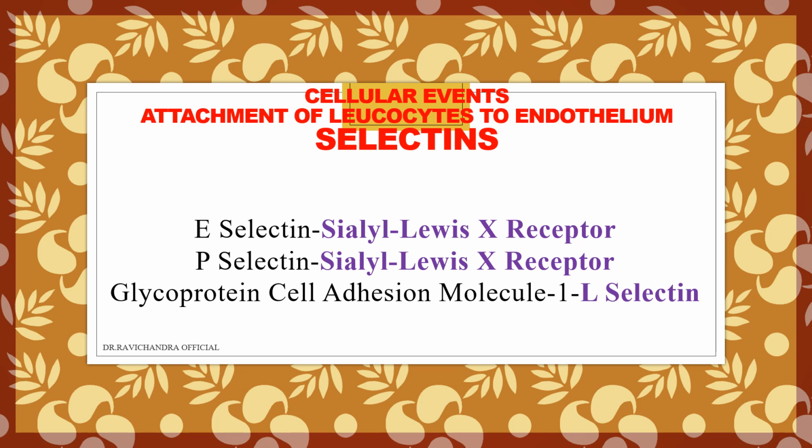So the E-selectin present on the endothelium will attach with the sialyl Lewis X receptor on the neutrophil. P-selectin on the platelets will attach with the sialyl Lewis X receptor on the neutrophil. Glycoprotein cell adhesion molecule 1 will attach with L-selectins present on the leukocytes.